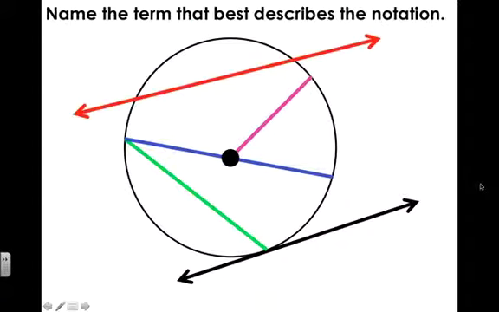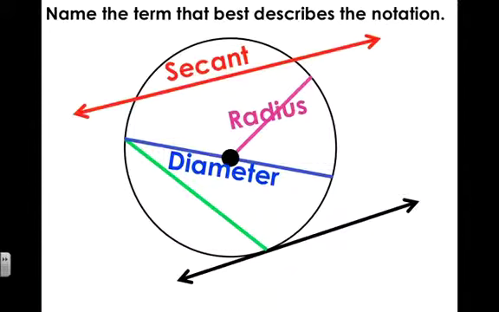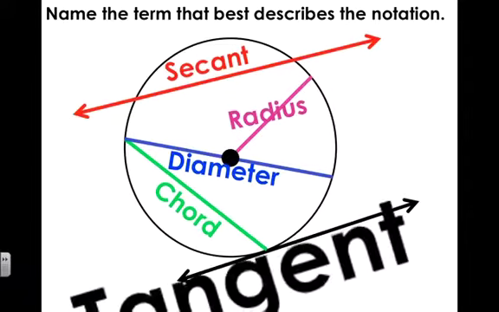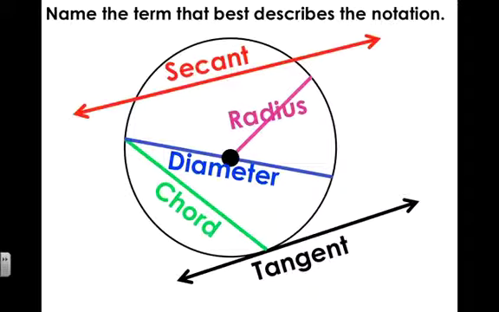Okay, so let's come up with the term that best describes each of these. The red line, since it is a line, is a secant. Next, the purple one goes from the center to the outside, so that's a radius. The blue one is a diameter because it goes through the center but touches both sides of the circle. The green is a chord because it's a segment on the circle, and the black is a tangent because it touches the circle once.